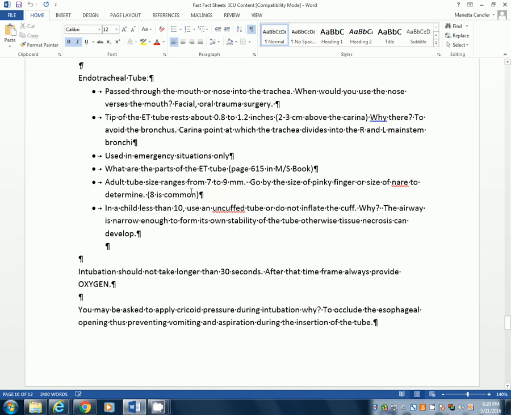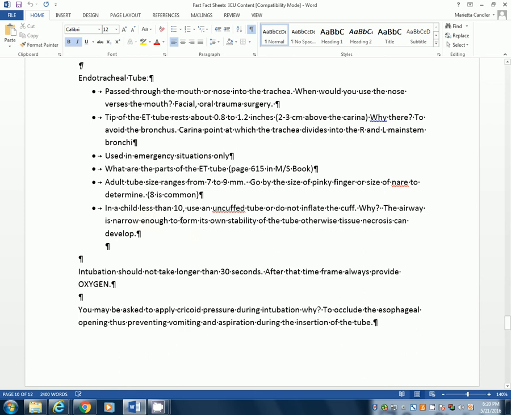The adult size ranges from 7 to 9. 8 is the most common size. And you can go by the size of their pinky finger as well. And you kind of have to guess. Or the size of their nare to determine it as well. But 8 is the most common.